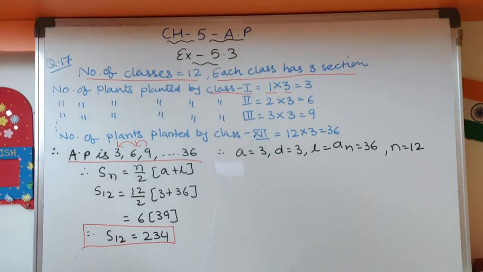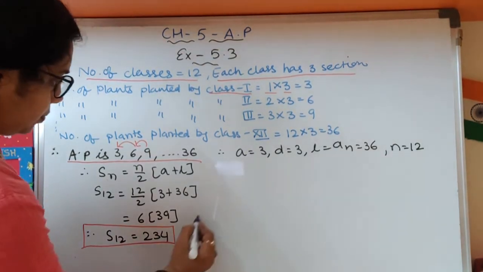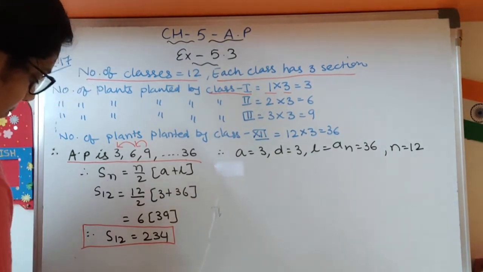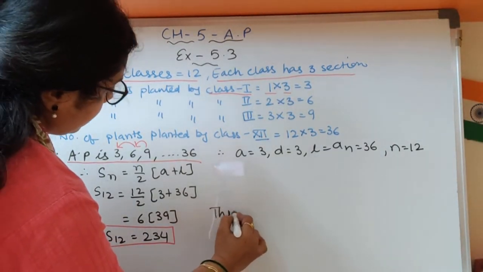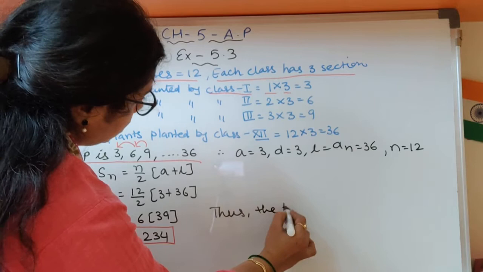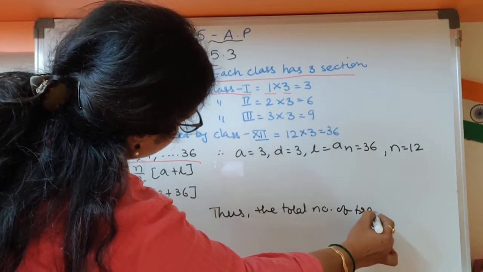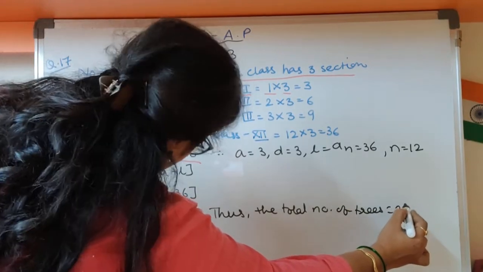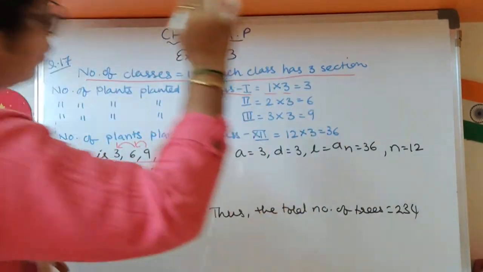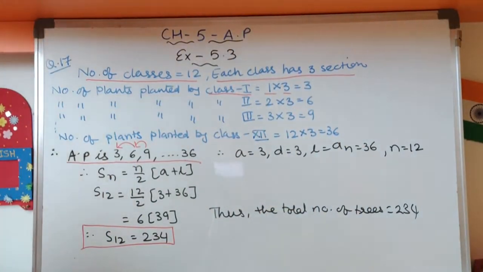So in the last sentence you have to write that thus the total number of trees is equal to 234. This will be your last sentence. Okay, let's move to the next one.